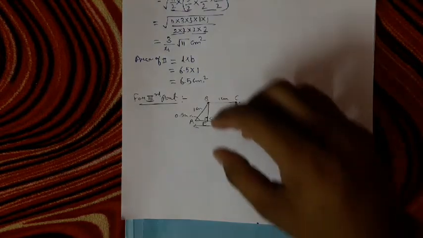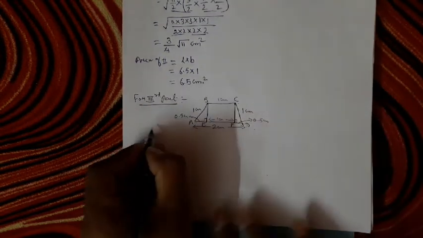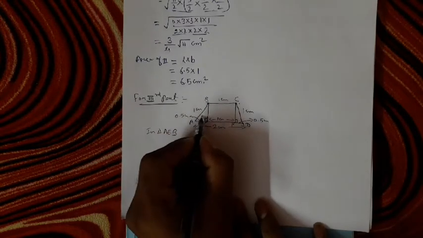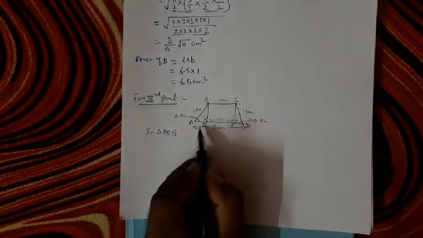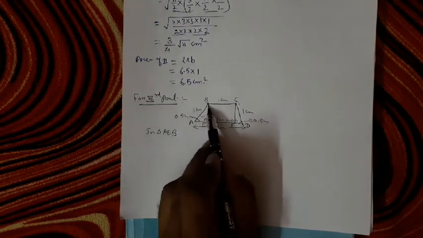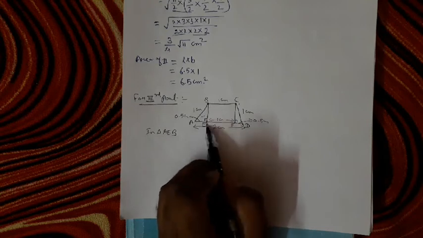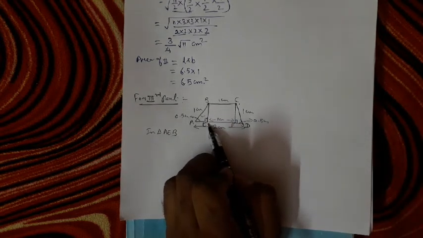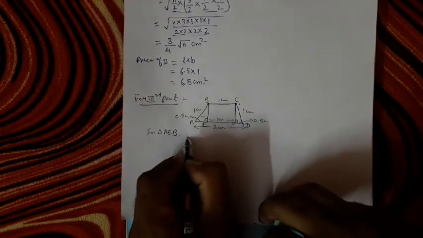Understand? Now we have to find, taking only this triangle AEB, we have hypotenuse 1 and base 0.5, so we can find BE, the perpendicular. Okay, so we use the Pythagoras property.